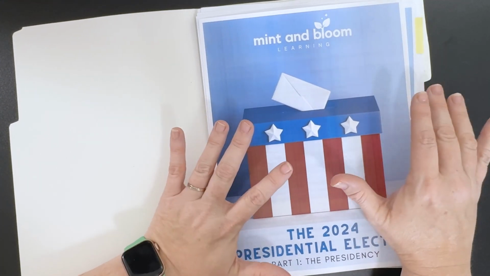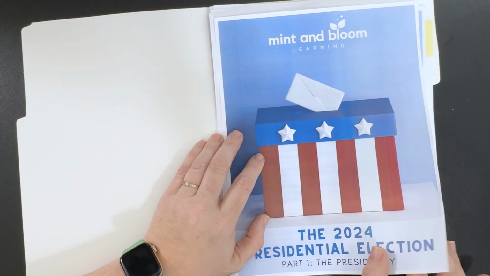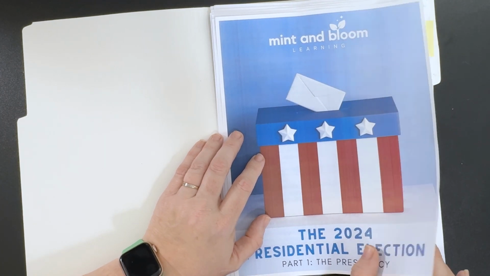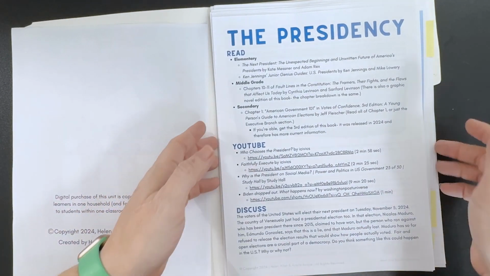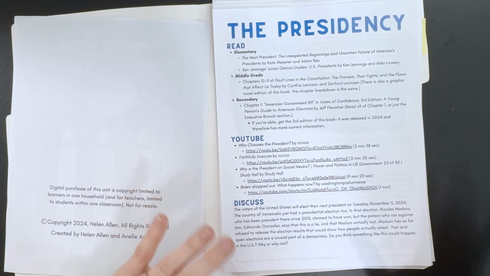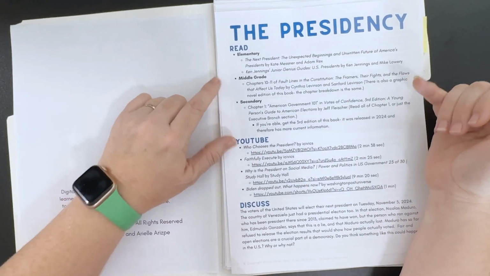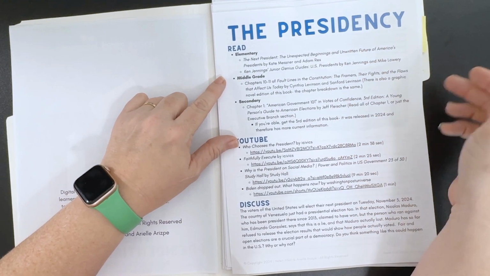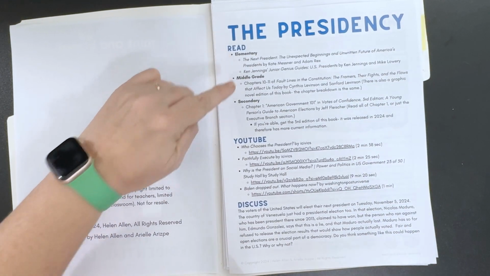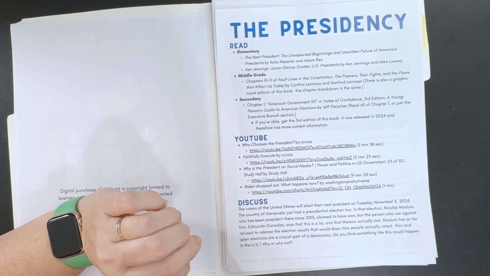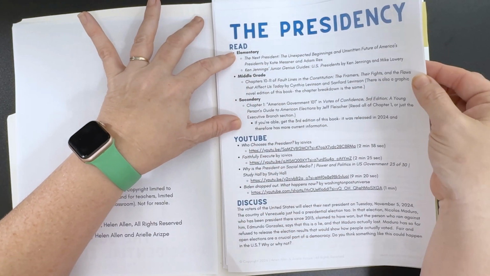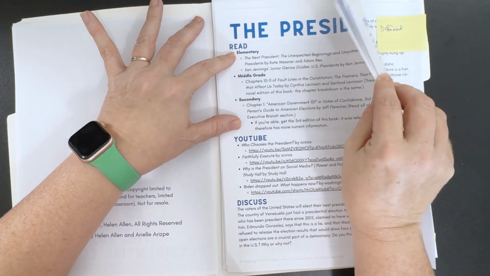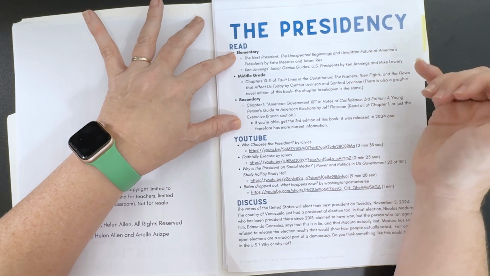Now, don't worry, I'm not going to go through every page in each of these lessons, but I did want to show you a variety of things in it so that you can see what they're actually offering you. Now, in each lesson, they have books divided by grade. These books are the same throughout, so you don't have to buy or check out different books each lesson.